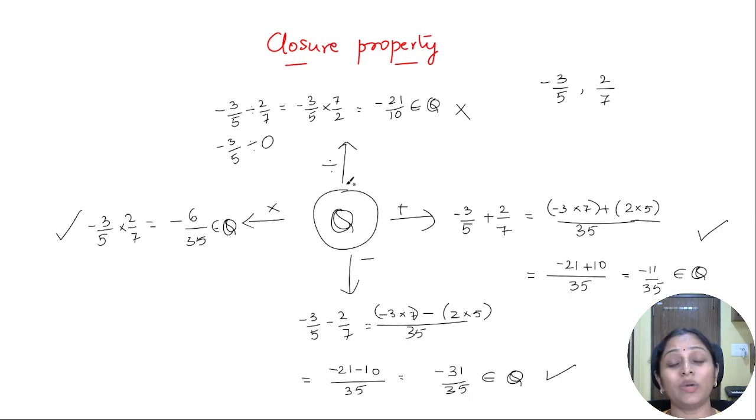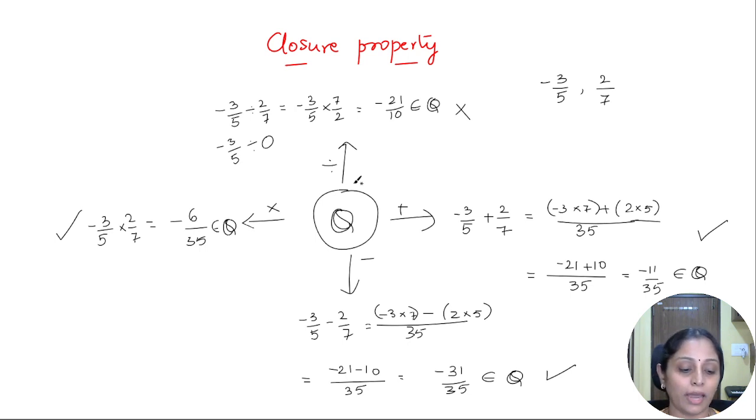Now if you were to exclude 0 from the set of rational numbers, then this new set is closed under division. But the set of rational numbers as such is not closed under division. Okay, so this is about the closure property of rational numbers.